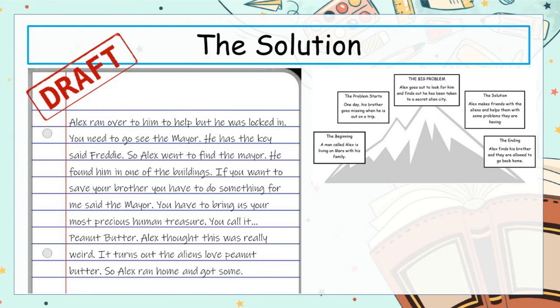"If you want to save your brother, you're gonna have to do something for me," said the mayor. "You have to bring us your most precious human treasure. You call it peanut butter." Alex thought this was really weird. It turns out the aliens love peanut butter. So Alex ran home and got some.